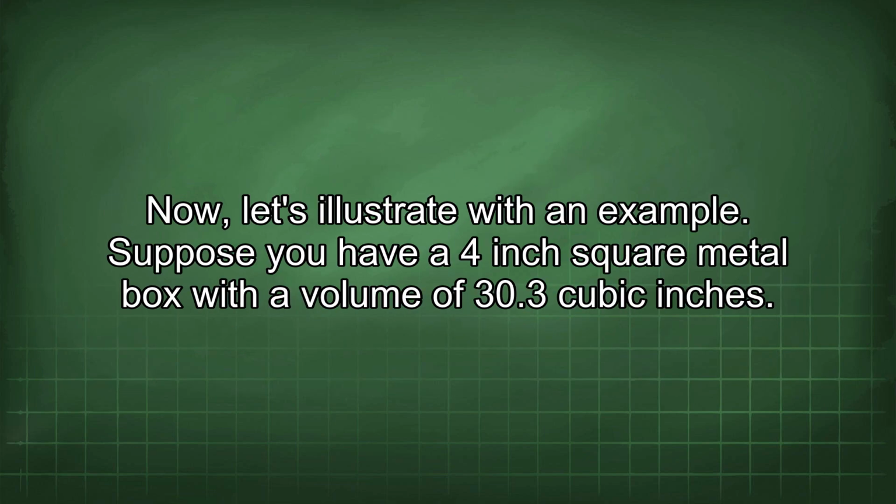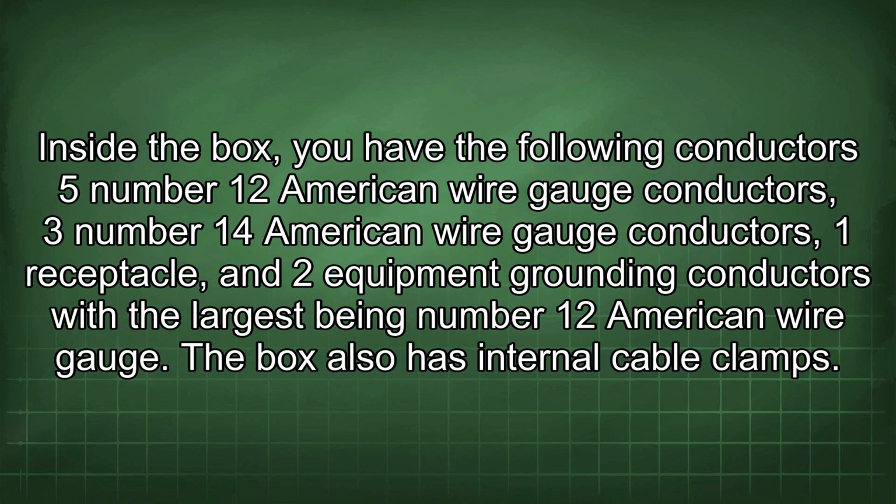Now, let's illustrate with an example. Suppose you have a 4-inch square metal box with a volume of 30.3 cubic inches. Inside the box, you have the following conductors: 5 number 12 American wire gauge conductors, 3 number 14 American wire gauge conductors, 1 receptacle, and 2 equipment grounding conductors, with the largest being number 12 American wire gauge. The box also has internal cable clamps.